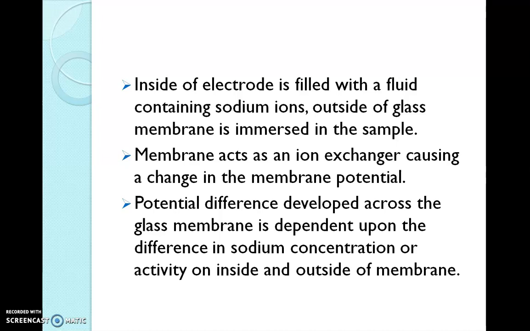The membrane acts as an ion exchanger. The glass membrane acts as an ion exchanger, thereby causing a change in the membrane potential. The potential difference developed across the glass membrane depends upon the difference in sodium concentration or activity on the inside and outside of the glass membrane, which is present between the two electrodes, the inner electrode and the outer electrode. The potential is measured by comparing it to the potential of a reference electrode.